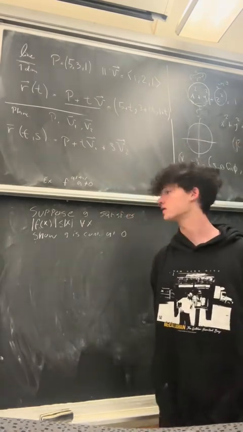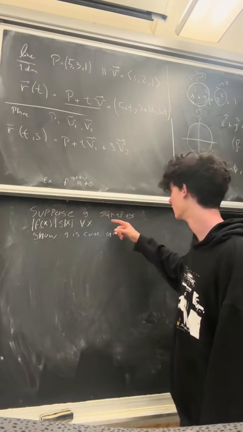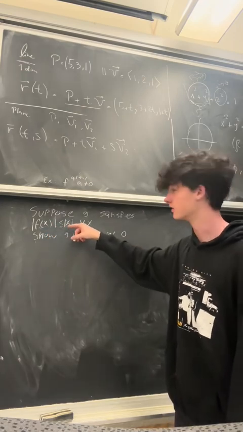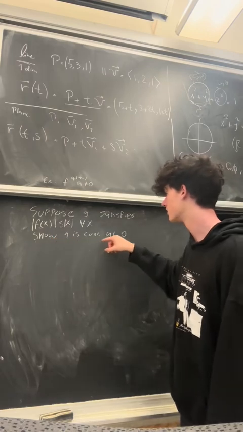So the problem is this. Suppose we have a function g, which is continuous and satisfies the following condition: the absolute value of g of x is less than or equal to the absolute value of x for all x. We need to show that g is continuous at 0.